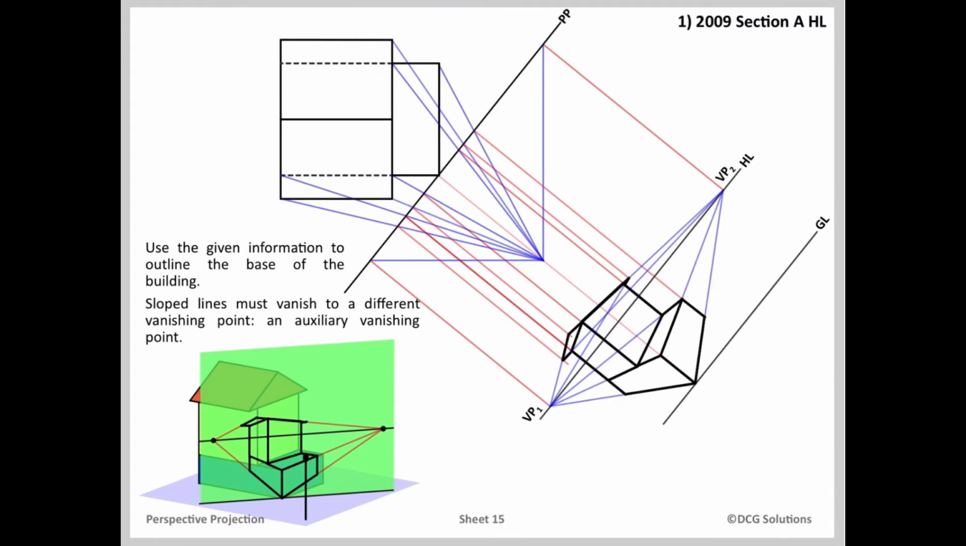So what happens then though is for the sloped lines, they must vanish to a different vanishing point, to this auxiliary vanishing point. So how do we find it? Well, they're found by drawing a line from the spectator at the same angle of the line that needs vanishing. Remember what I said to you in the early days of this?